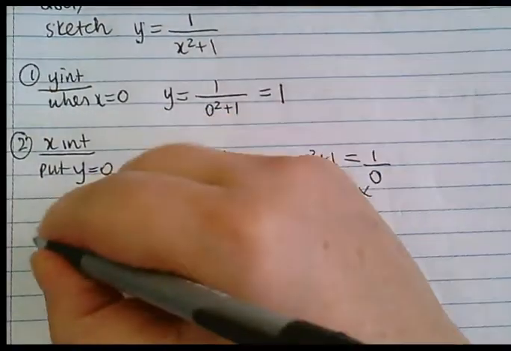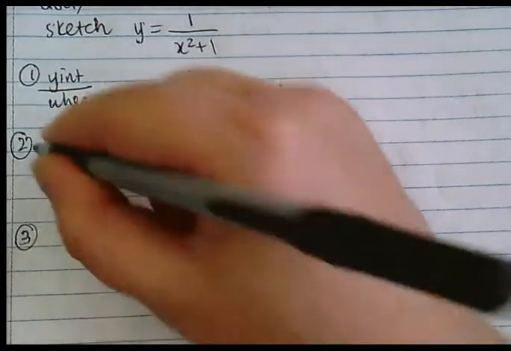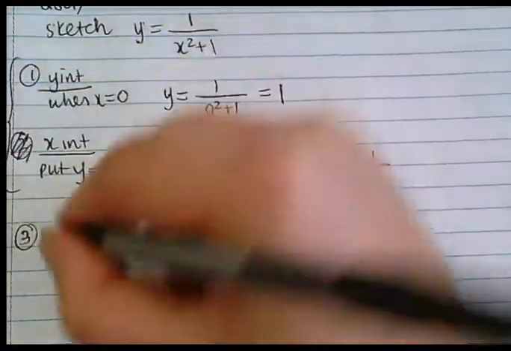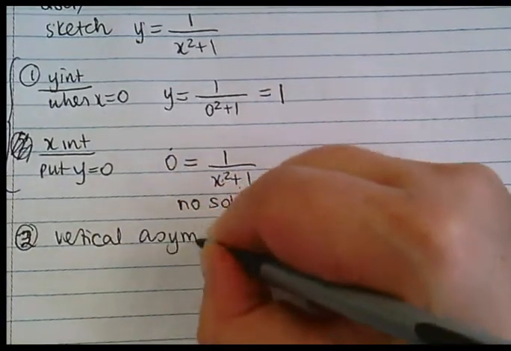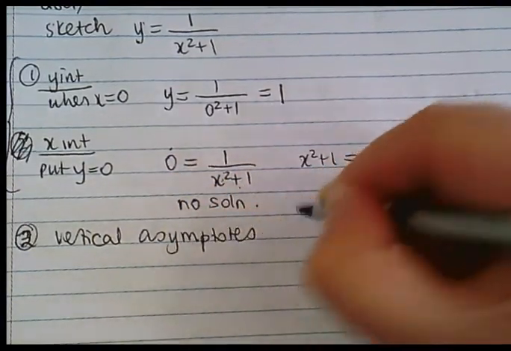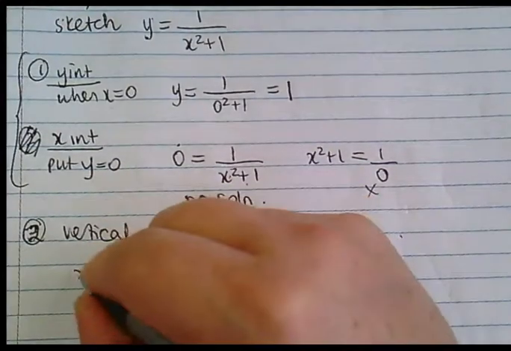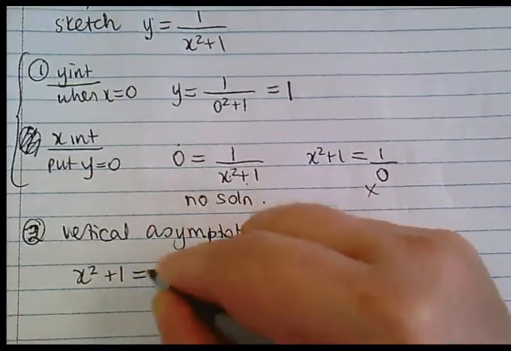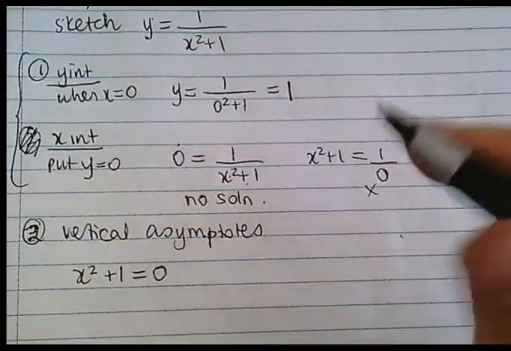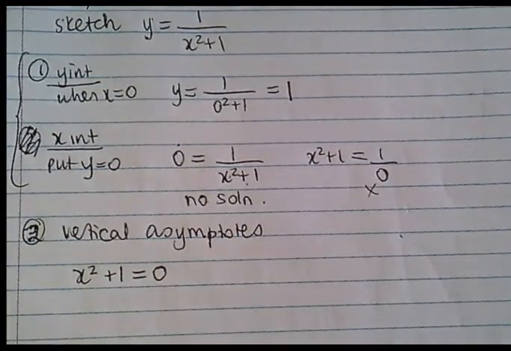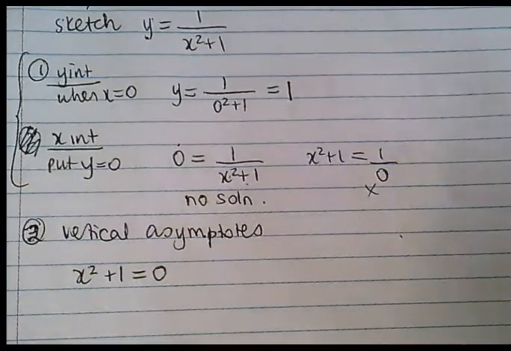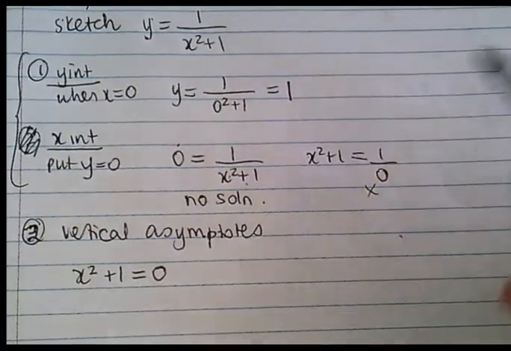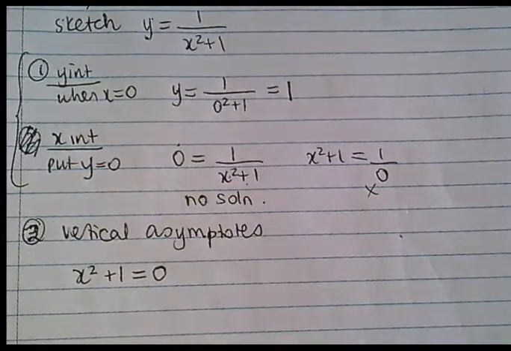All right, let's look for vertical asymptotes. Actually, I'll call that number 1, x and y intercepts. Number 2, vertical asymptotes. Vertical asymptotes come from the denominator. So I'm looking for when x squared plus 1 equals 0. Is there a solution to that? Do I ever get x squared plus 1 is 0? No, that's got no solution. There are no vertical asymptotes.